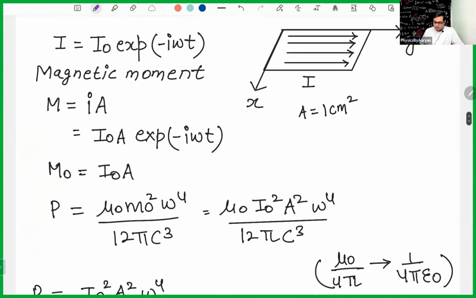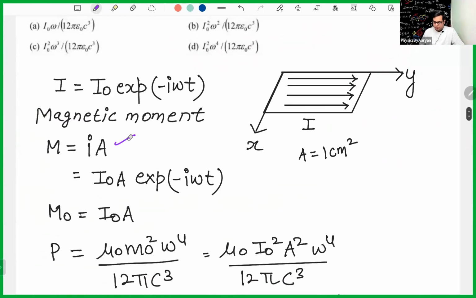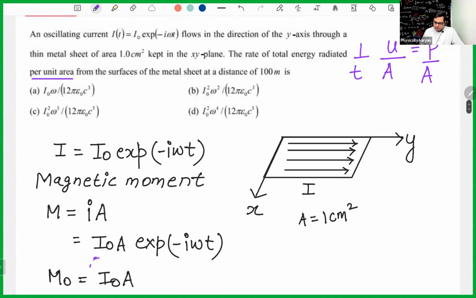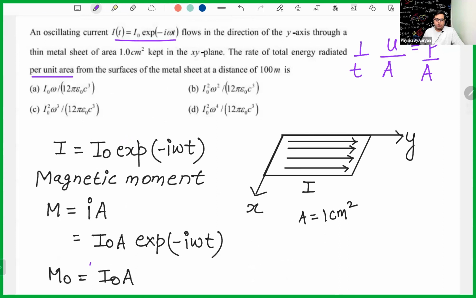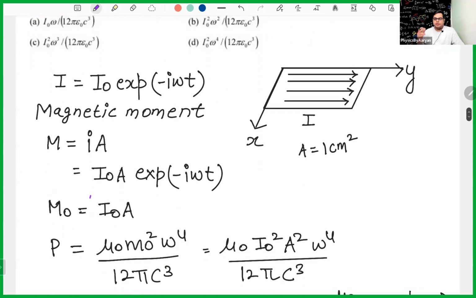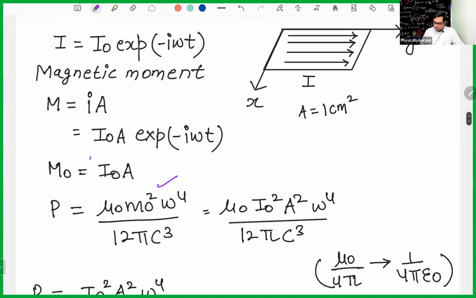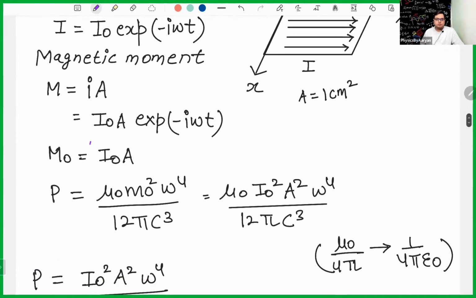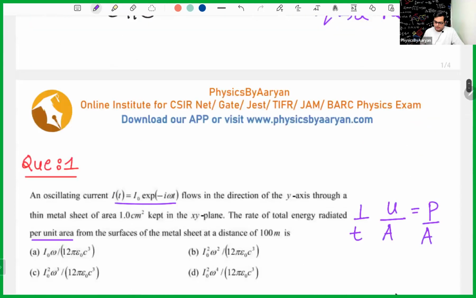Okay. So this is my current, and my magnetic moment is defined as current into area. Perfect. So current into area, I naught, and what is my current? Current is I naught e raised to power minus iota omega t. And if someone asks you what is the magnetic moment at time t equals 0, I put time 0. So I get I naught into A. And then I bring my power formula. The power formula is mu naught m naught square omega to the power 4 by 12 pi c cube. This is the formula I'm bringing from here.